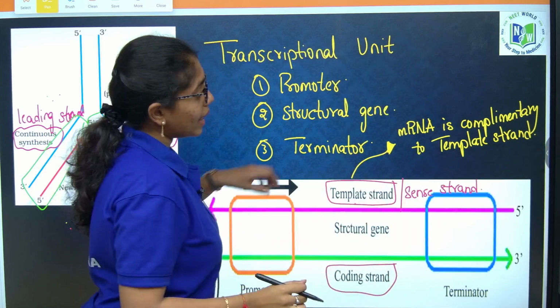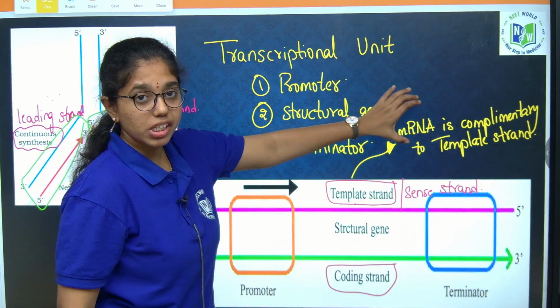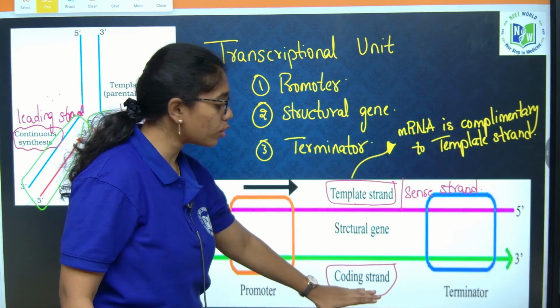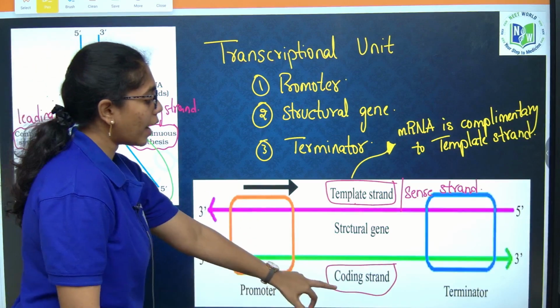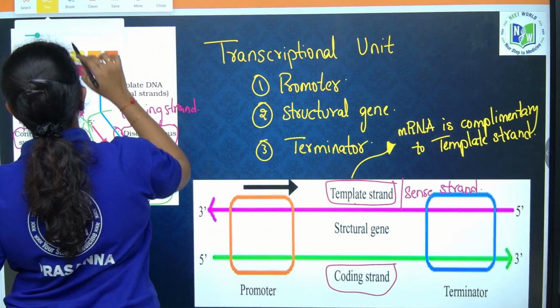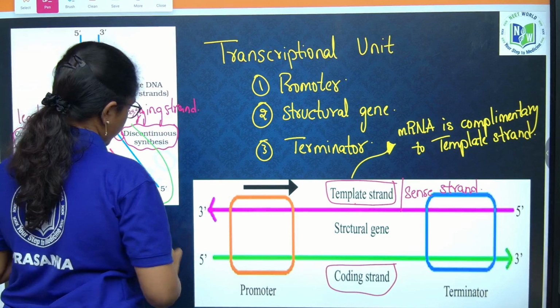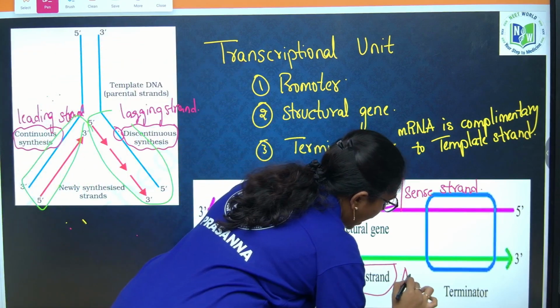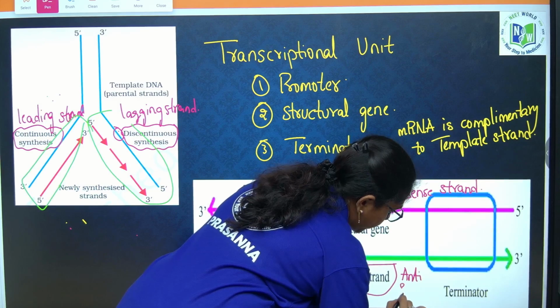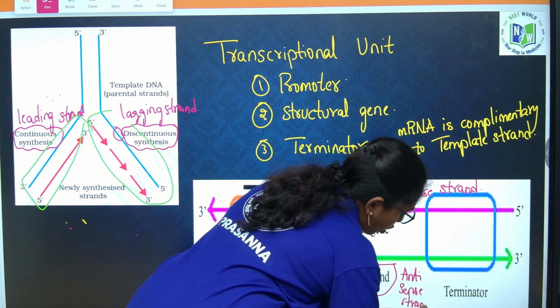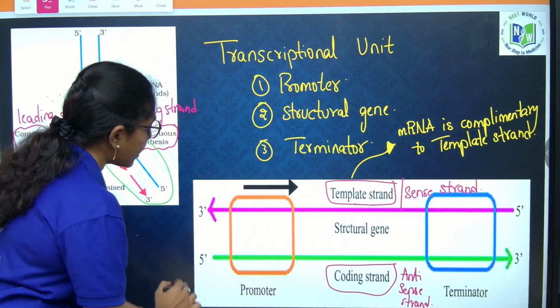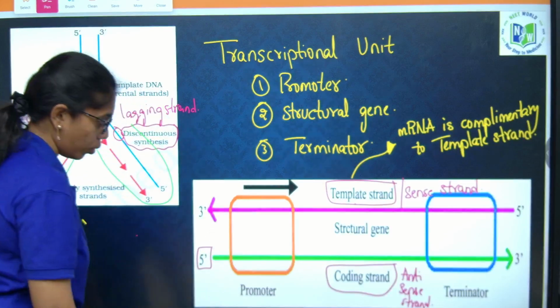And the codons present in the mRNA are similar to the coding strand, except uracil in the place of thymine. And the coding strand is also called the antisense strand or non-template strand.